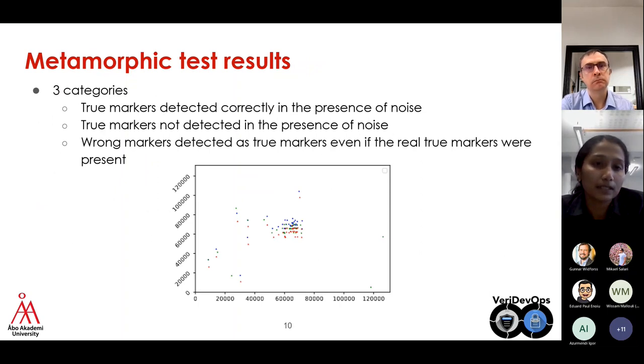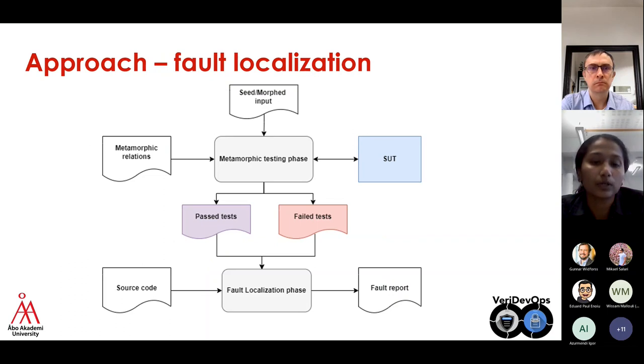During the metamorphic testing phase, the test results were classified into three categories. The system was able to detect the true markers despite the presence of noise. In a few cases, the system was not able to detect the valid markers. The case where the functional safety of the system would be compromised is when the system identified the wrong markers as the true markers. We classified these outputs as a set of passed tests and a set of failed tests, and executed these against the system under test for localizing the fault.